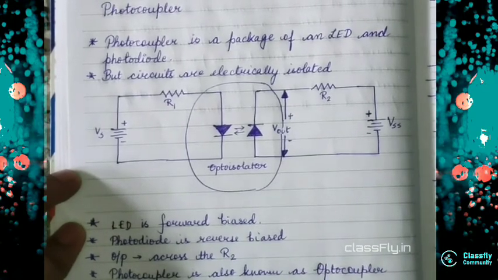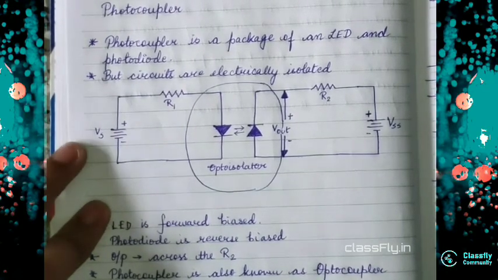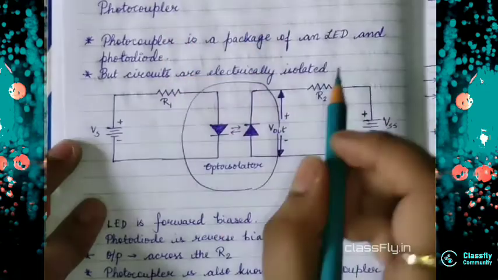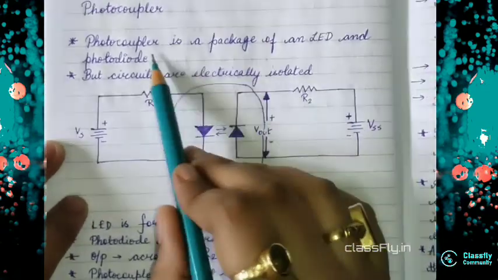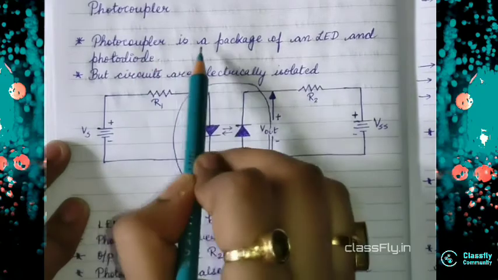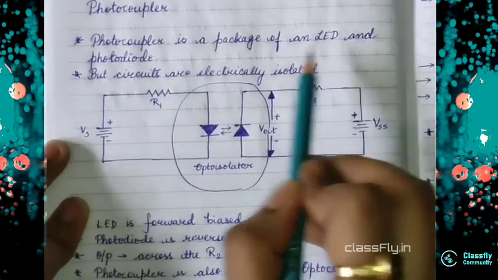Today we will deal with the topic photocoupler. Photocoupler is a part of an optical device. This is a type of optical device. So first of all we should know what basically a photocoupler is. See, a photocoupler is a package of an LED and a photodiode.